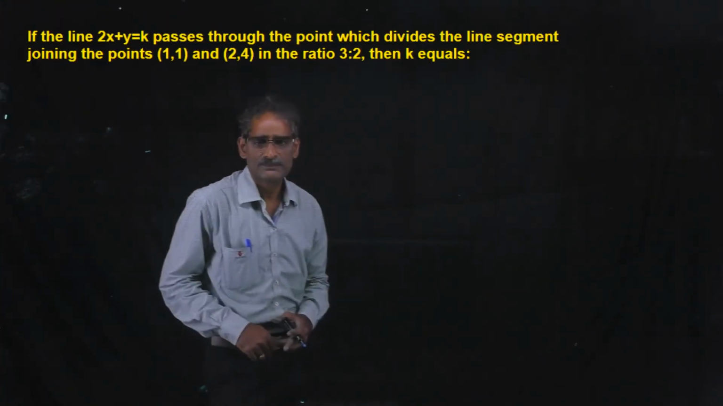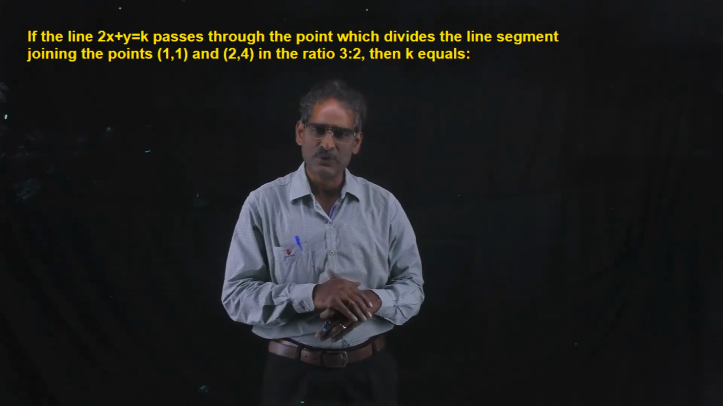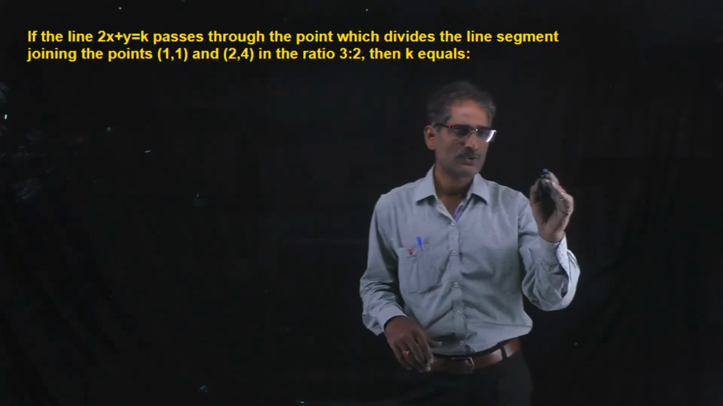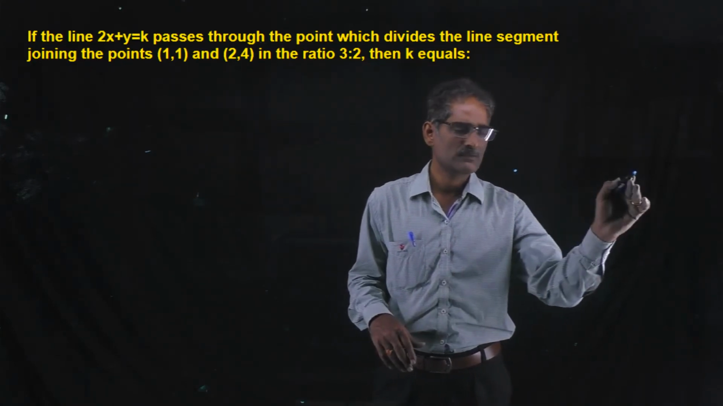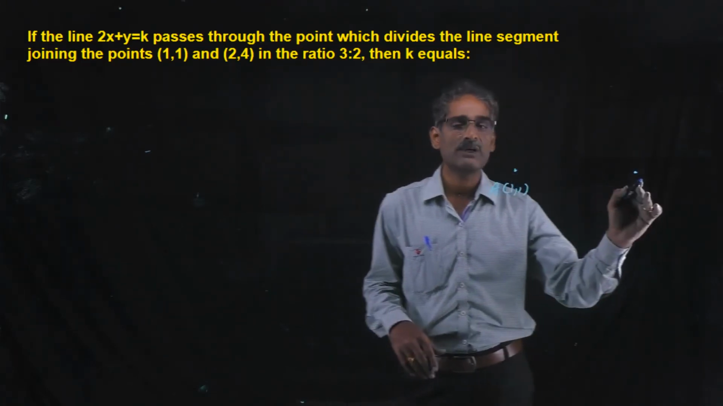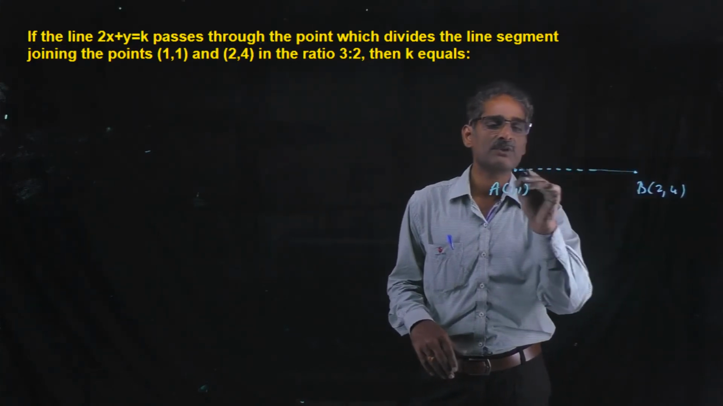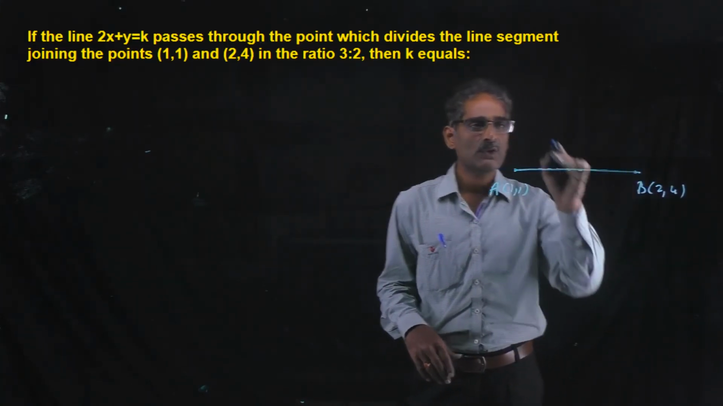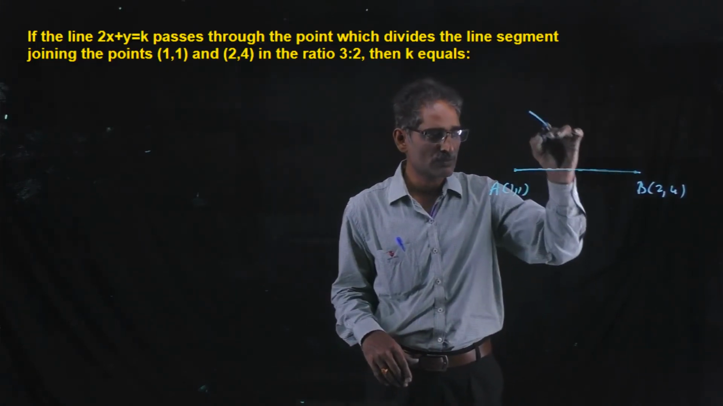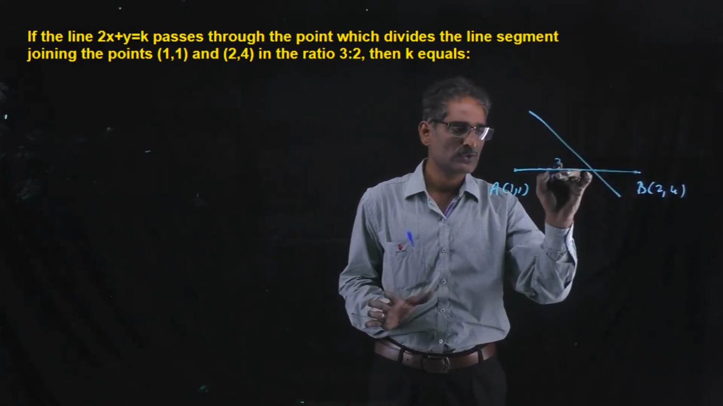See this problem. Here a line divides the line segment joining two points in the ratio 3:2. I have to find k. Just observe. Suppose these are the positions of the two points. Let us take the first point A (1, 1) and the second point B (2, 4). This is the line segment joining the two points. One line is dividing this segment in the ratio 3:2. Suppose this is the position of the line. You don't know the exact position of the line, but we know the ratio 3:2.